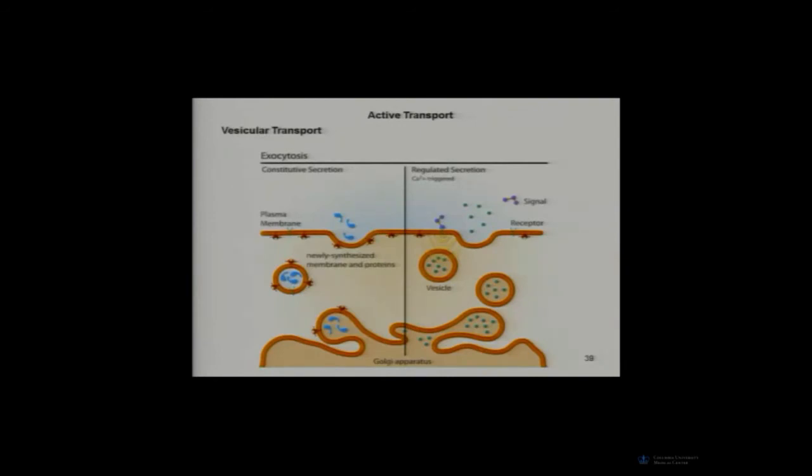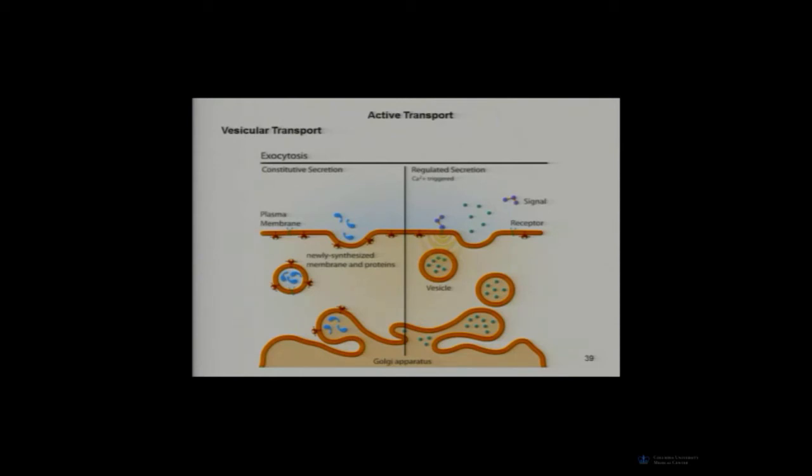So very important. Another form of active transport is vesicular transport, and I'm not going to talk too much about vesicular transport, but basically it is the movement of a substance into the cell or out of the cell through the formation or the incorporation of transport vesicles. So when a substance moves from inside the cell out of the cell, that process is called exocytosis.